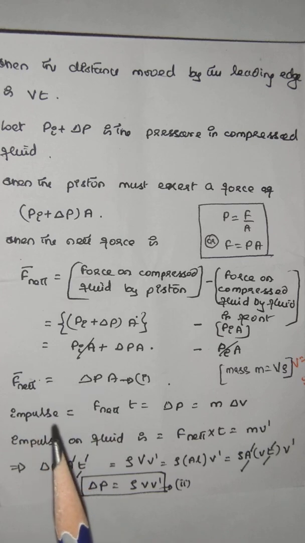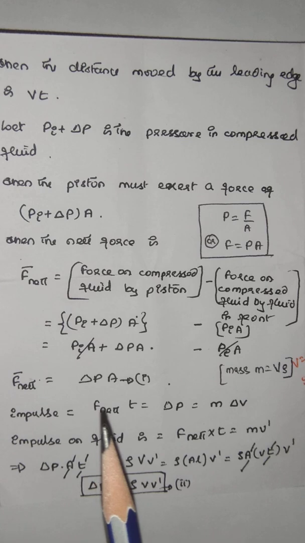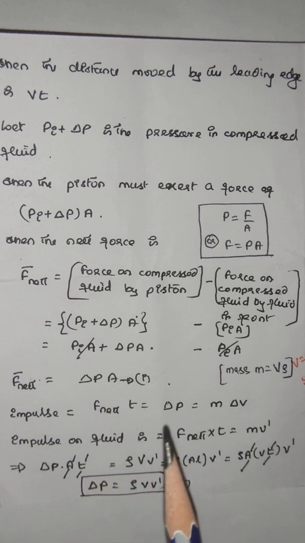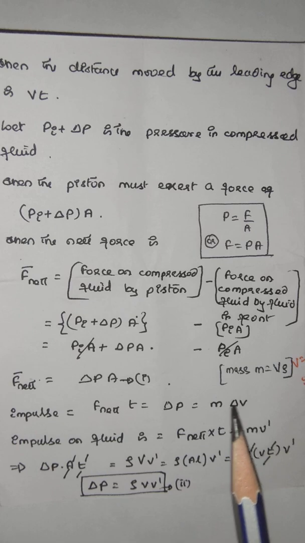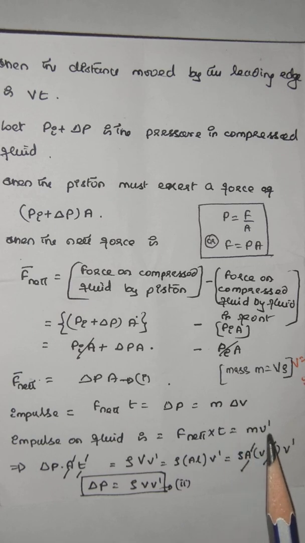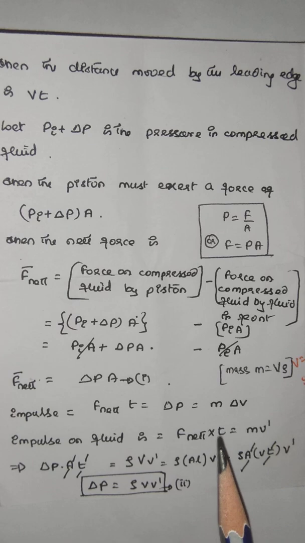Then what is impulse? Impulse is defined as force into time, the net force into time. That is equal to the change in momentum. Change in momentum is mass into change in velocity, and this change in velocity is represented by V dash. Therefore, the impulse on the fluid, F net into time, is equal to m V dash.